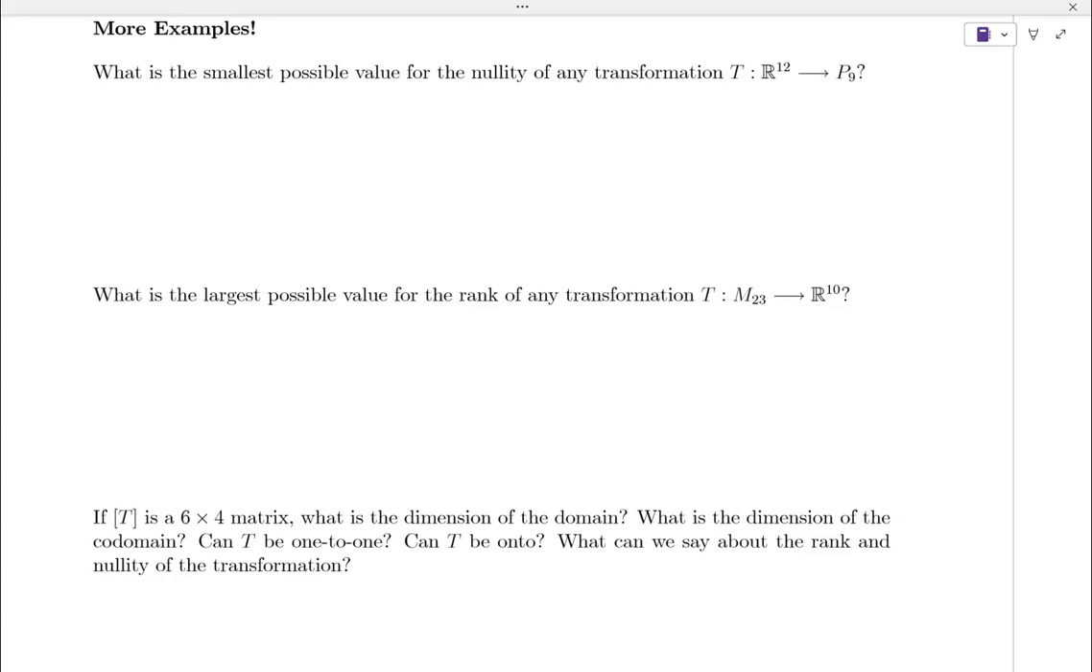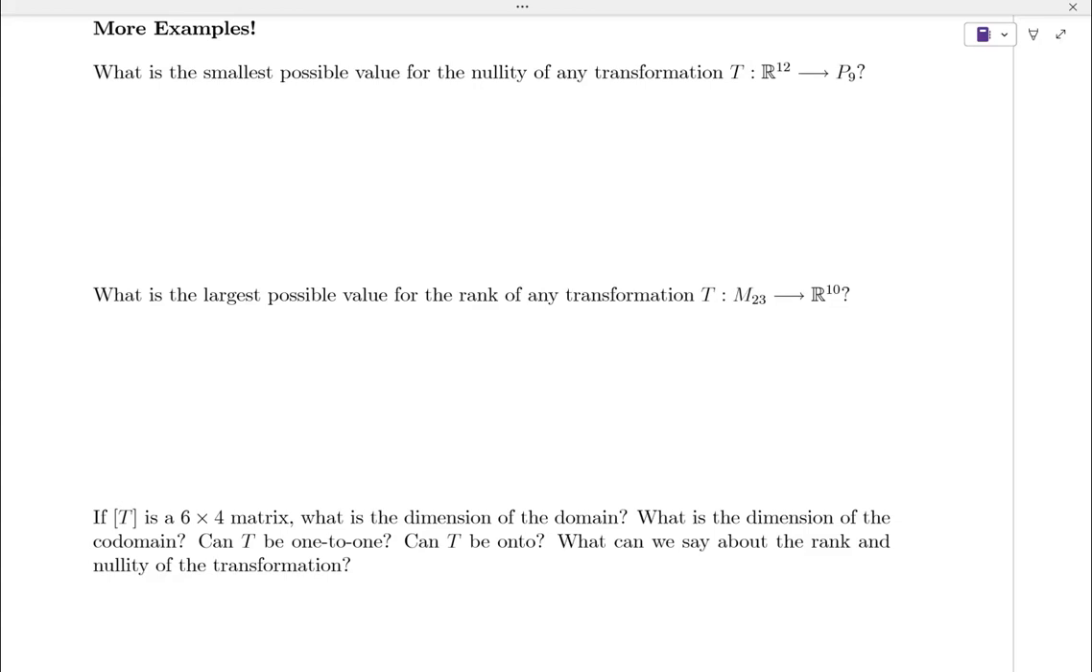This one asks us for the smallest possible value for the nullity. So let's look at the dimensions of the two different spaces here. What's the dimension of the domain? 12. What's the dimension of your codomain? 10, right? Well, the best possible scenario for this transformation is that it's onto, correct? If it's onto, what's the rank of the transformation in this case, then? 10. Yeah, because it'd be the whole space, right?